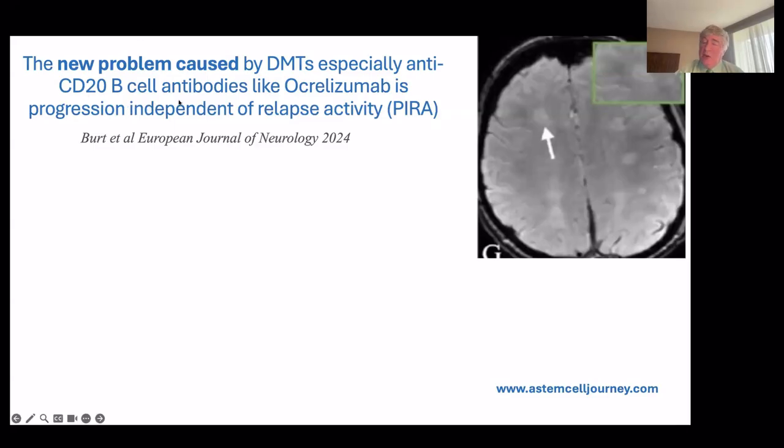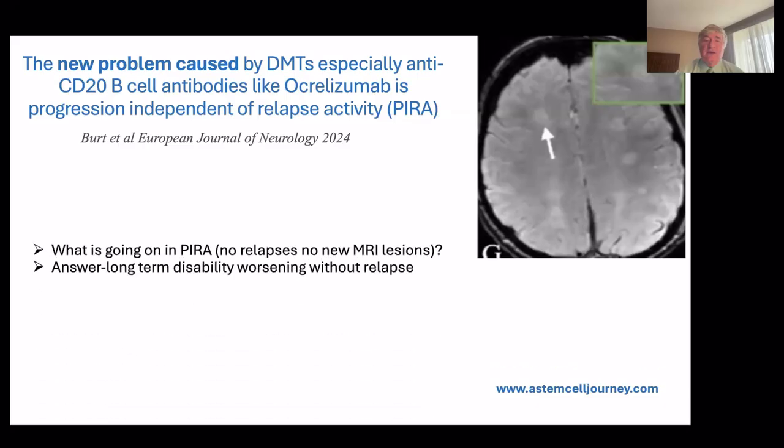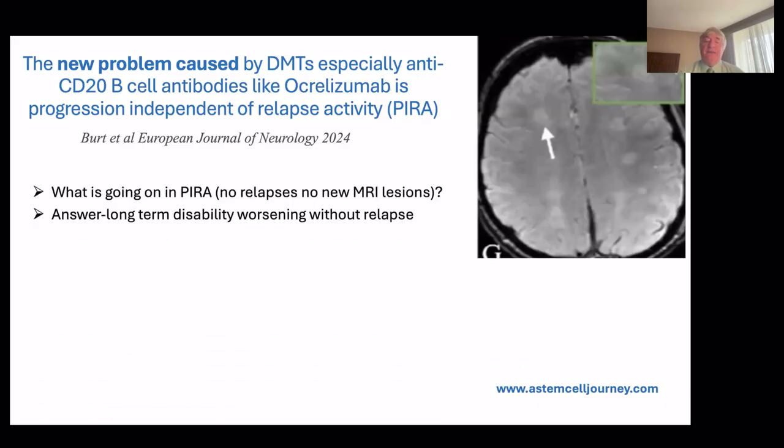So there's a problem that has arisen, and I want to show you this. What is going on in PIRA? That problem is called progression independent of relapse activity. In other words, the patient comes in, the neurologists put them on Ocrevus, and the patient doesn't have any more acute relapses. They still have ongoing symptoms, sometimes even worse, chronic: the numbness, the weakness, the clouded consciousness, the problems with memory and recall and word finding, but they're not having that acute attack. And when they do the MRIs, they don't show any new lesions.